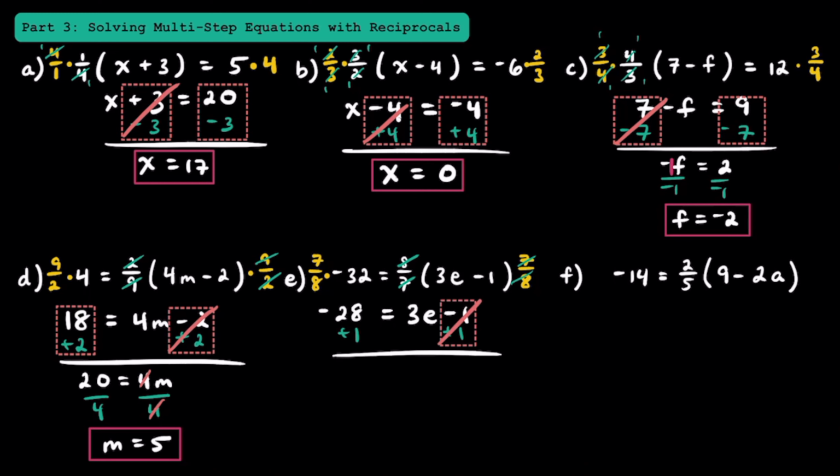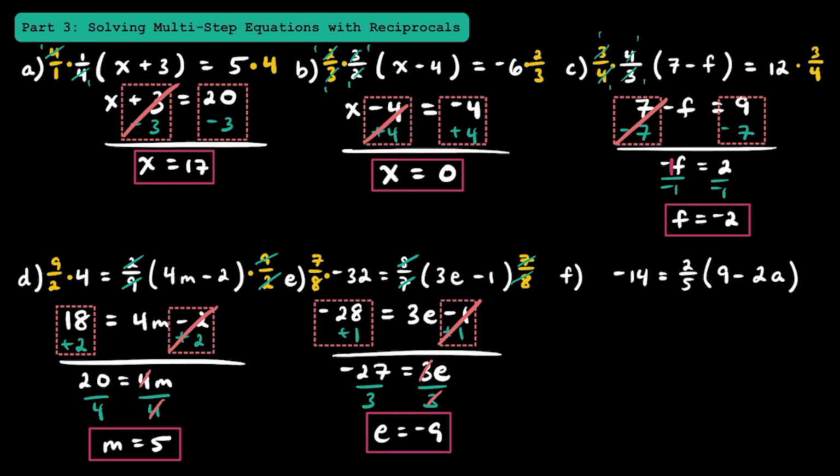These are going to cancel out. And on the left side, negative 28 plus 1 is negative 27, so we can write negative 27 is equal to 3e. Finally, we're going to divide both sides by 3 here, and these 3's are going to just make 1e, or just e, and negative 27 divided by 3 is going to equal negative 9. Here we can write e is equal to negative 9. There's our solution.